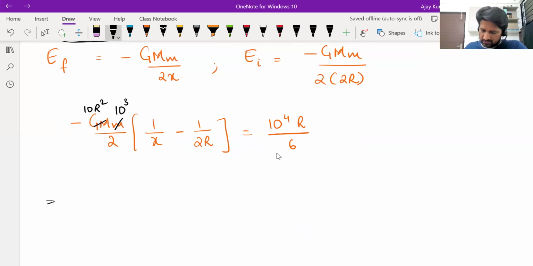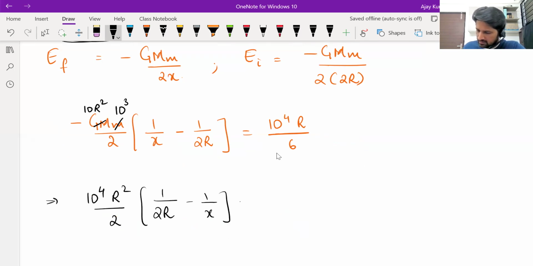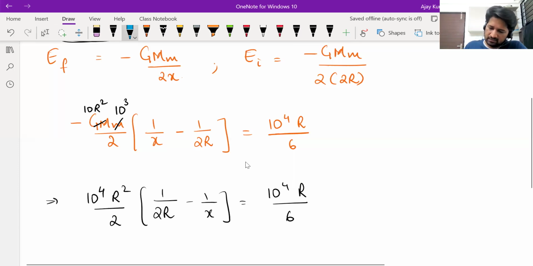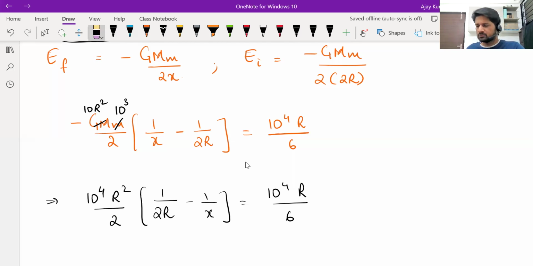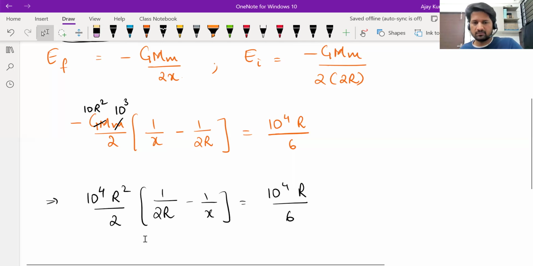Okay. So sending the minus inside, 10 into 10 cube is 10 power 4 R square by 2. Sending the minus inside, you get 1 by 2r minus 1 by x is equal to 10 power 4 r by 6. After that, you just have to simplify the equation. You will get x in terms of r. Okay. Anyway, this will come with practice only. Like this idea that GM can be expressed in terms of acceleration due to gravity on the surface. That will come with a lot of practice. Okay. The more problems you solve, you'll get used to the fact that small g is GM by r square. Okay.